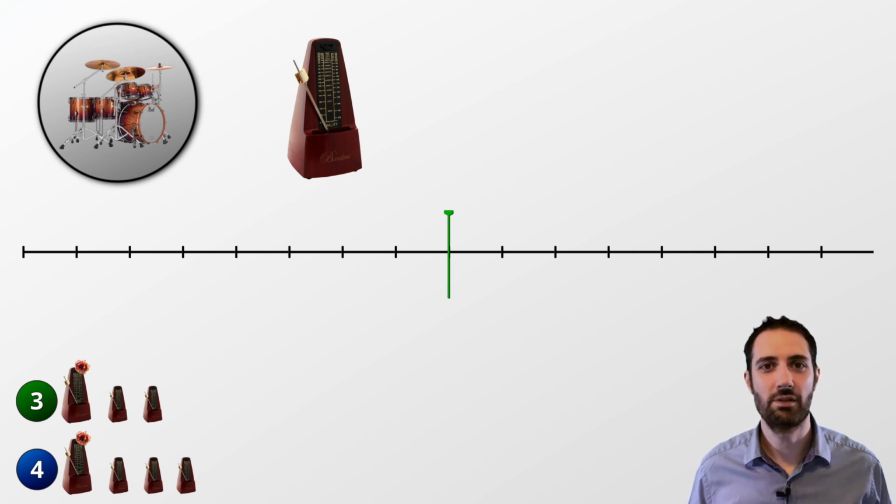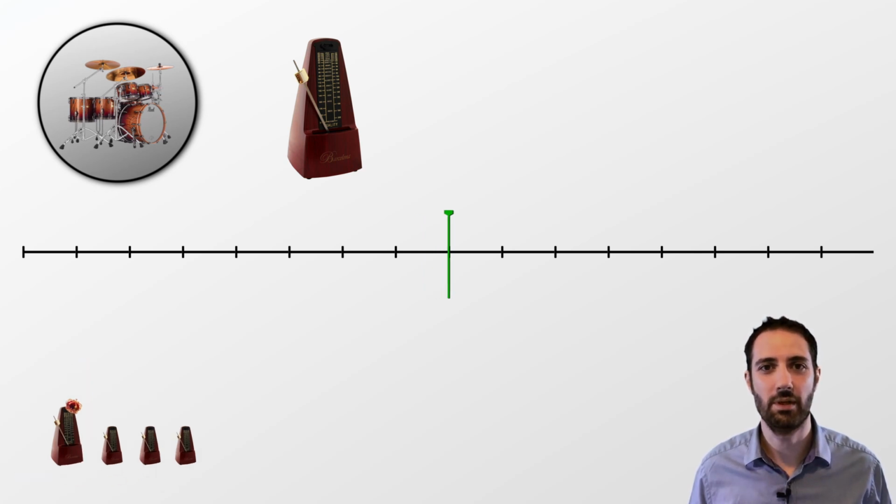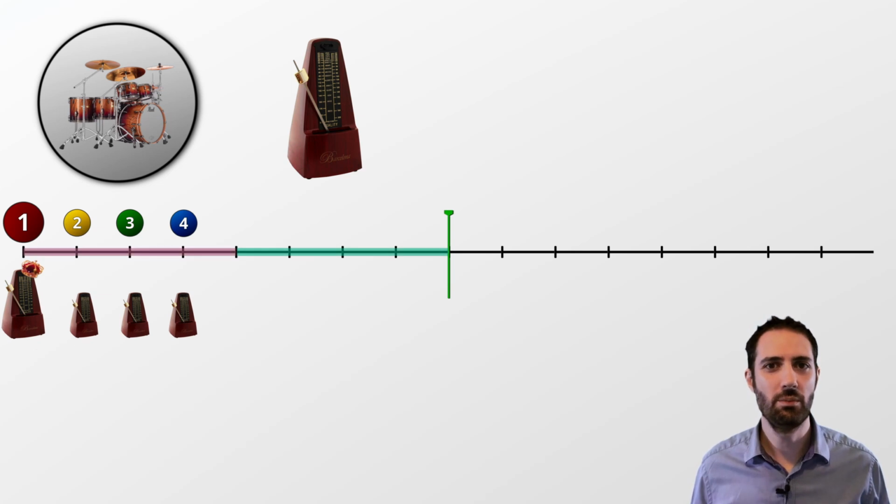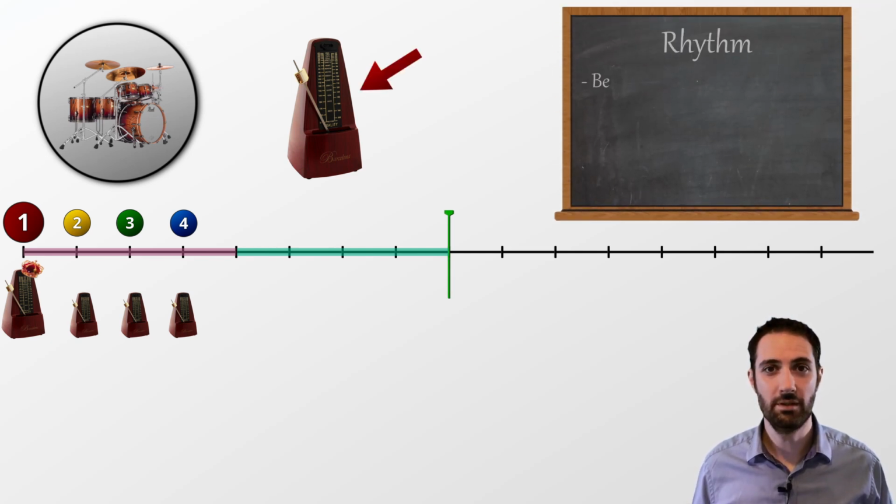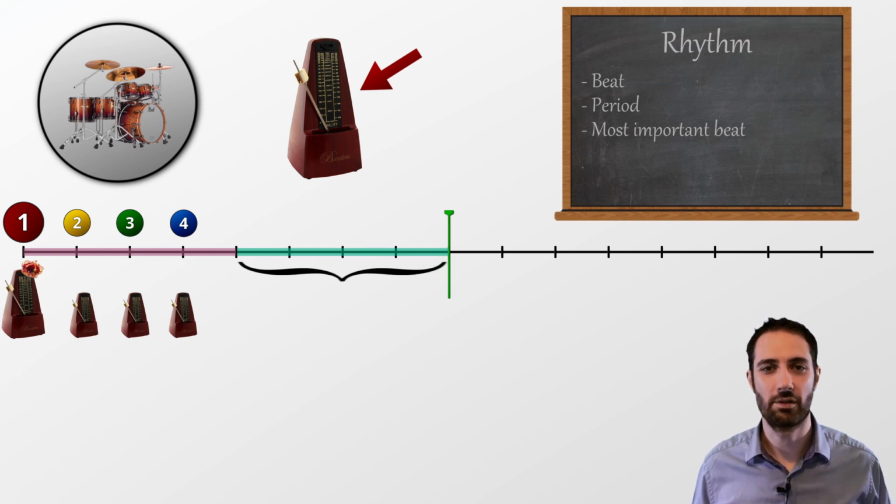You might have noticed that this pattern repeats every 4 beats, and the first one seems to be more important than the other 3. With this new information, we can now count the beats much better. We have 3 elements to consider: the beat, of course, the period, and which beat is more important than the others, to which we assign the number 1. This is now how we should count the beats and think about the music.